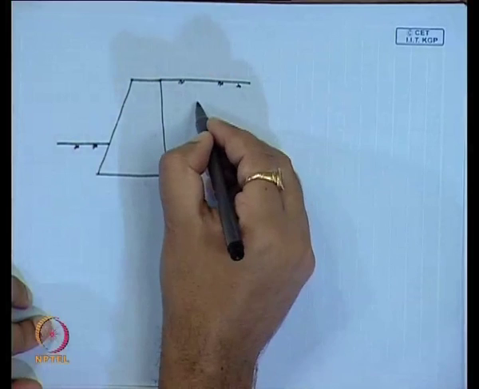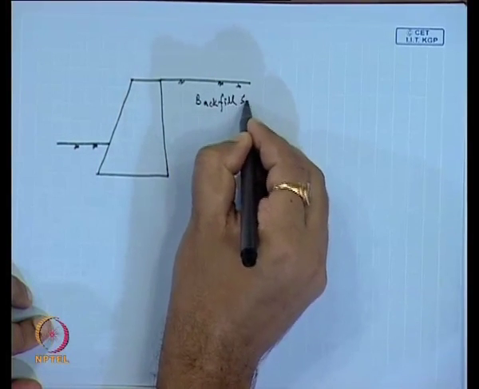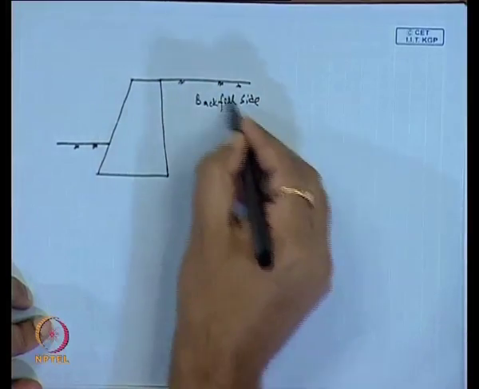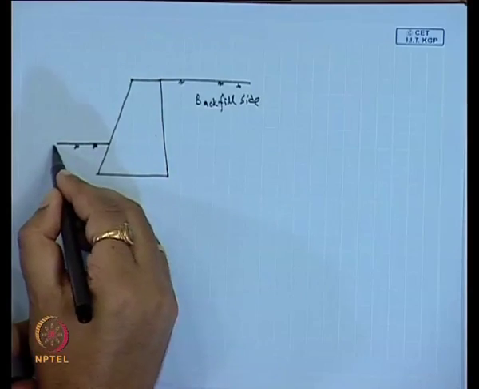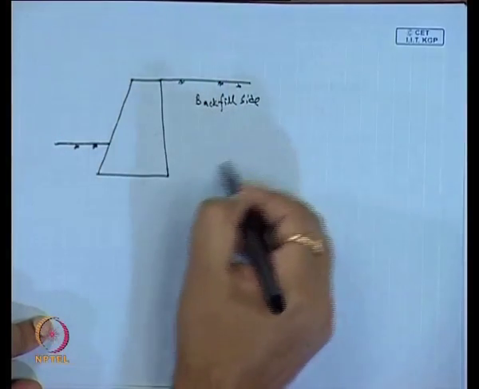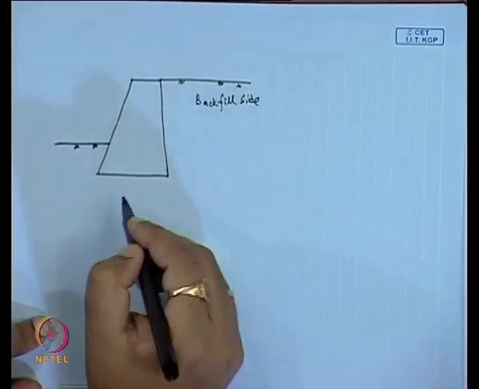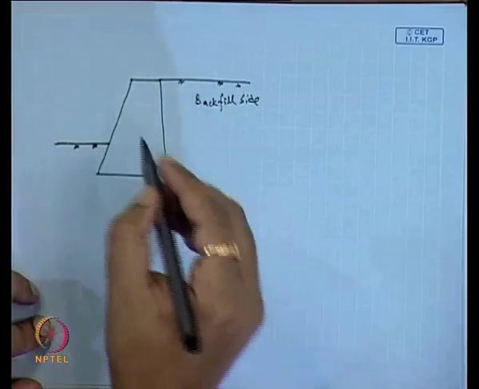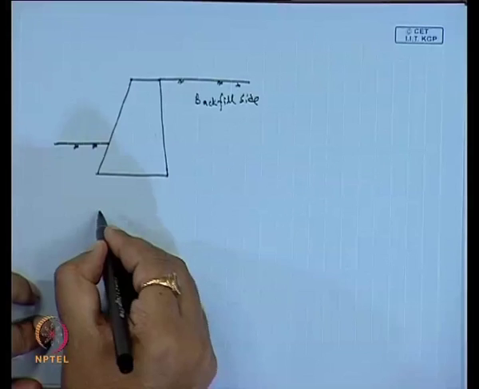So, this is our backfill side. This portion is filled with soil, this portion is void, and here this is foundation soil. This retaining wall has to retain this soil pressure. That means the soil will give lateral pressure on this retaining wall. Now if I go through the free body diagram of this retaining wall structure.